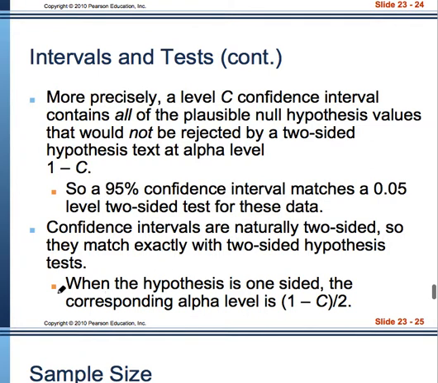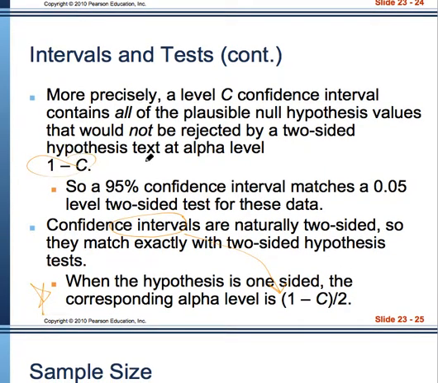Okay, and here is another piece of information. When the hypothesis is only one-sided, then the corresponding alpha level is 1 minus the confidence level, divided by 2, because we're only on one side. We don't have both of the ends of the tails added together. Okay, so that's what we're looking at when we're talking about a confidence interval. We're talking about this, okay, or right here.